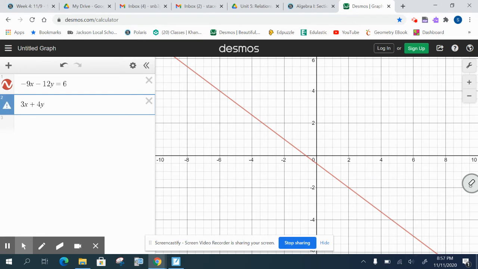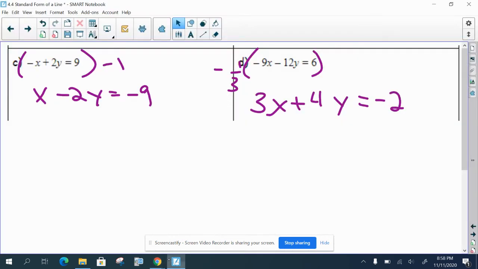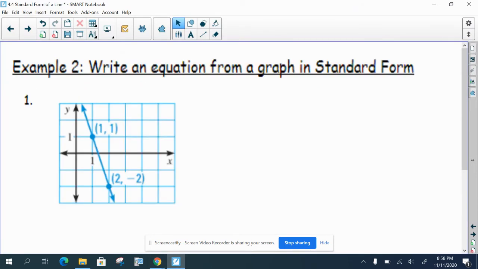Also, one thing to note is that on your AIR test, when you take the AIR test in April, they give you the Desmos graphing calculator. So that's something you're going to start learning how to use more of so that you can prepare for that test. All right, so let's get to some more examples.